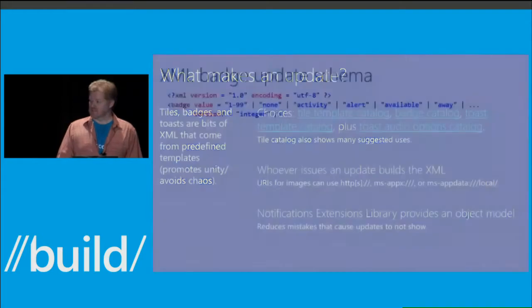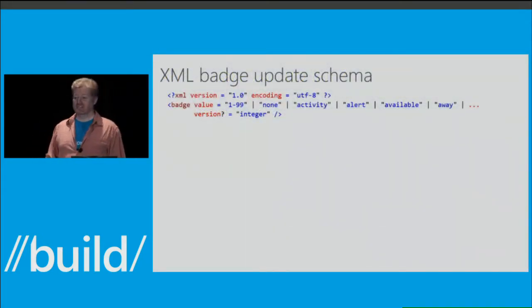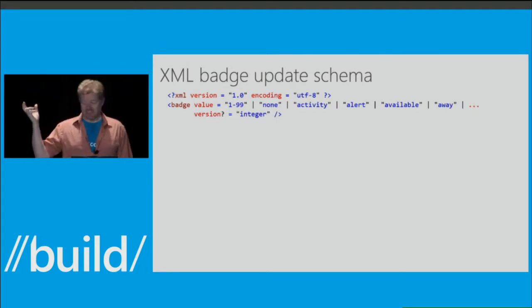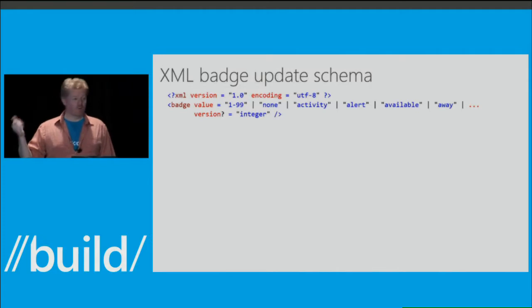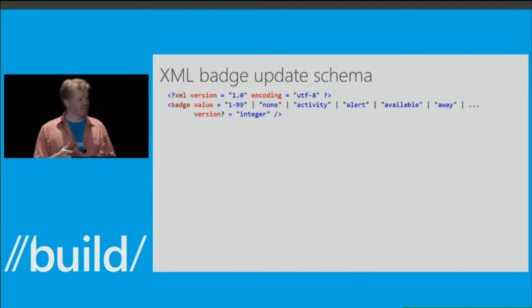Okay, so let's look at the XML. I'm going to start with the badge XML because this is the simplest one. It's simply got the XML header tag, as all XML does, and then it's got one element called badge, a value attribute that is either a number from 1 to 99 or one of these predefined glyph identifiers. And then there's a version number here as well. Now in Windows 8.1 you can put a version 2 here. We really didn't update the schema for badges at all, so typically you'll still just use version 1.